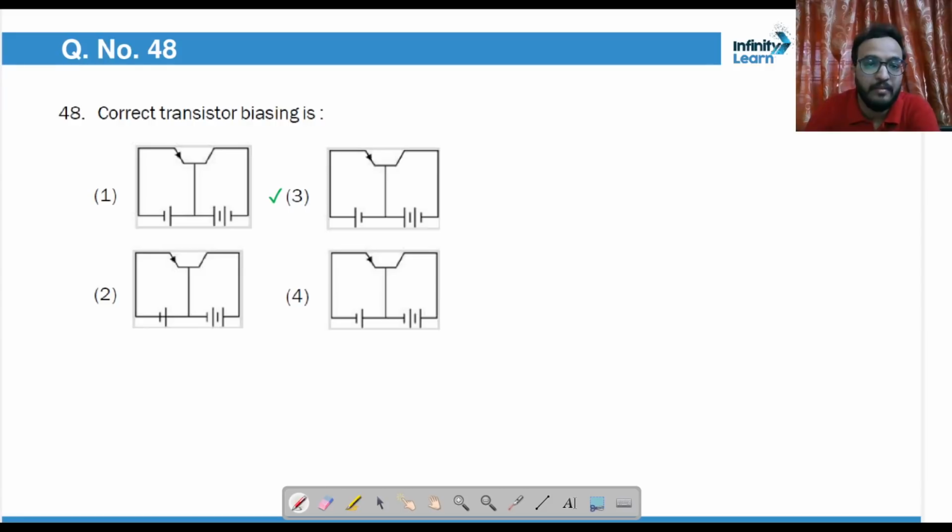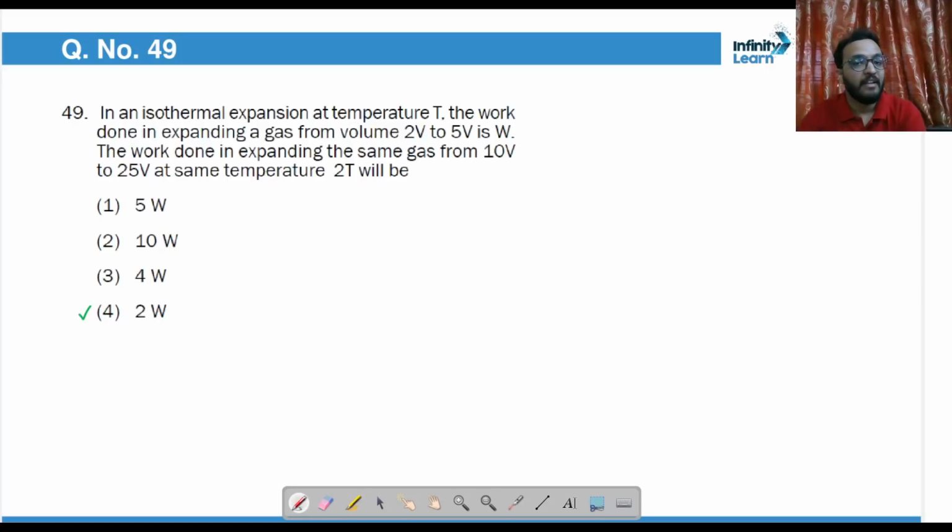Got it? Now here obviously we need to think what correct transistor biasing is. See, this is emitter, this is base, and this is collector. Emitter versus base should be forward biased. Emitter should have higher potential, base should have a lower potential. Collector base should be reverse biased. So base should have a higher potential and collector should have a lower potential. So this is correct.